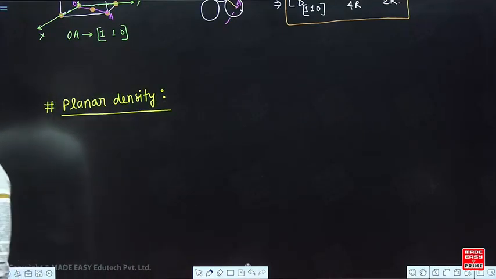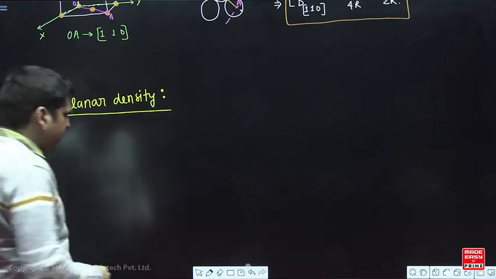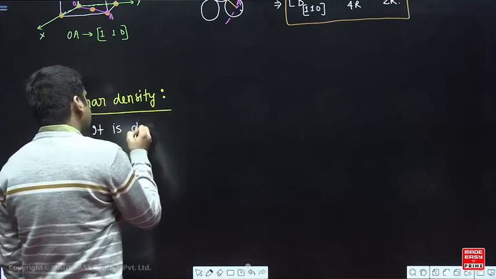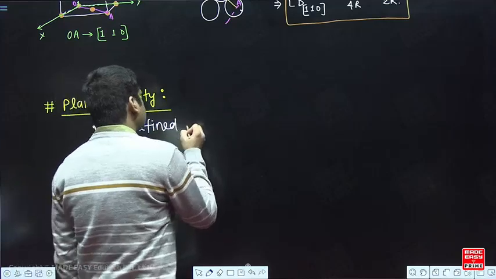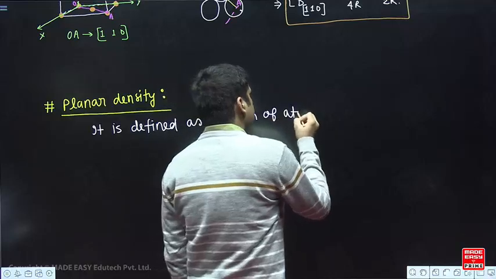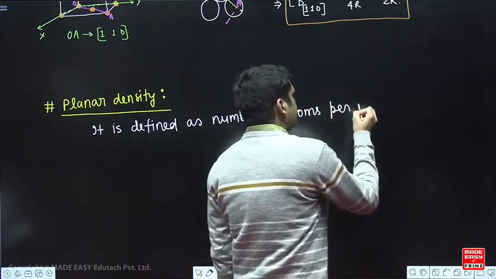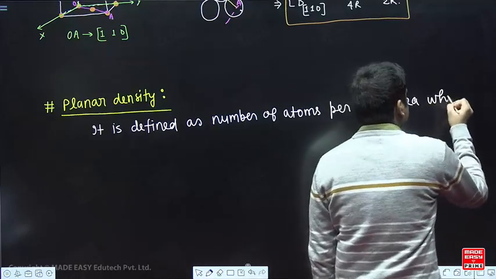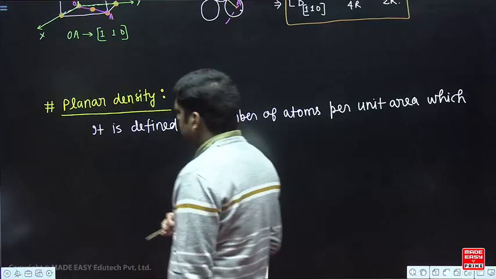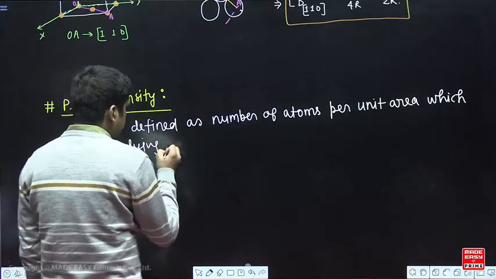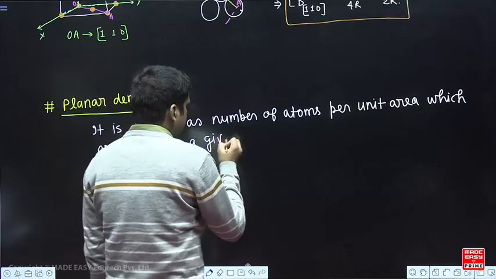It is defined as the number of atoms per unit area which are lying on a particular plane, on a given plane.